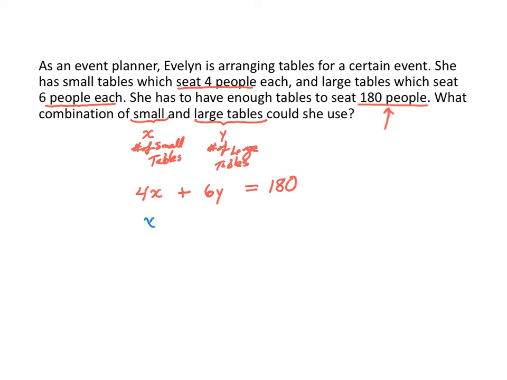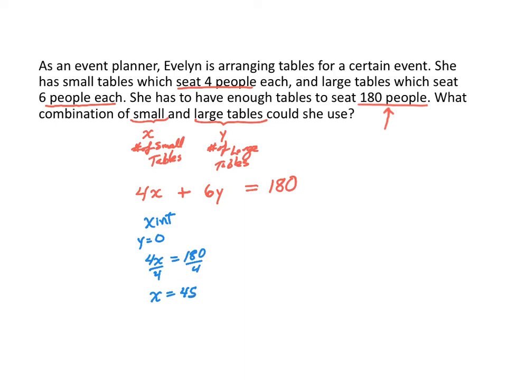If we use the x-intercept, remember, the x-intercept is the x value when y is equal to 0. In this problem, if y is equal to 0, that means 0 large tables. If you have 0 large tables, how many small tables do you need to seat 180 people? Well, that would be 4x equals 180. Let's divide by 4 to find out what x is. 180 divided by 4, 45. So if I don't have any large tables, I need 45 small tables.